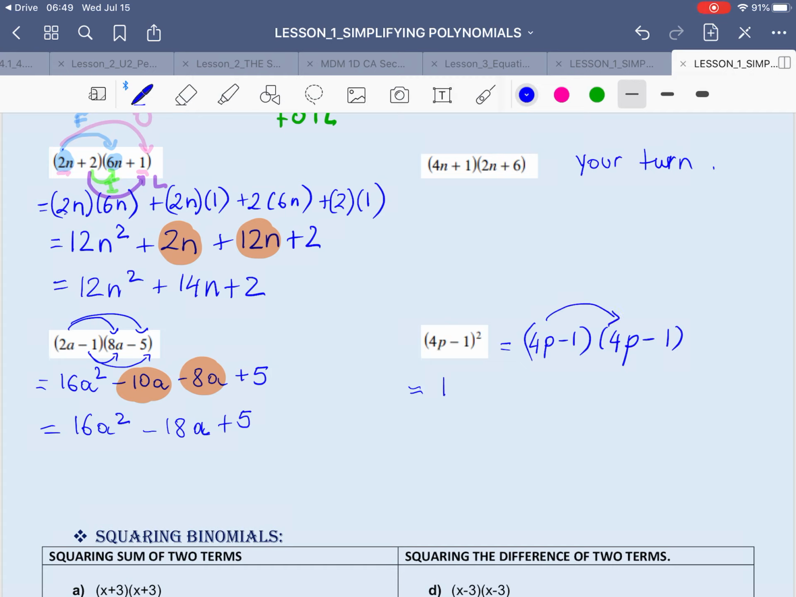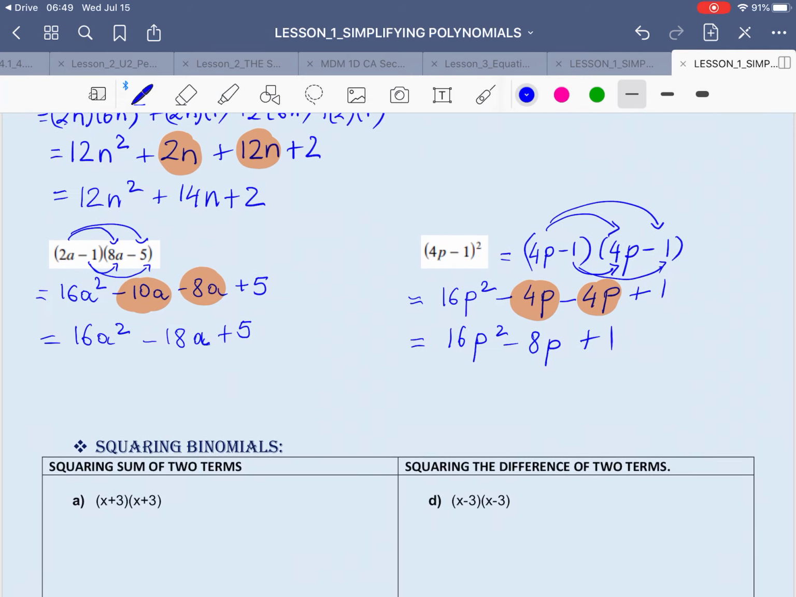4p times 4p, 16p squared. 4p times negative 1, minus 4p. Negative 1 times 4p, minus 4p. Negative 1 times negative 1, plus 1. So simplify by grouping like terms. They're already grouped, and simplifying them, we get 16p squared minus 8p plus 1.